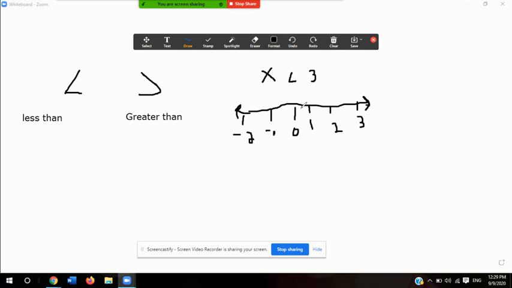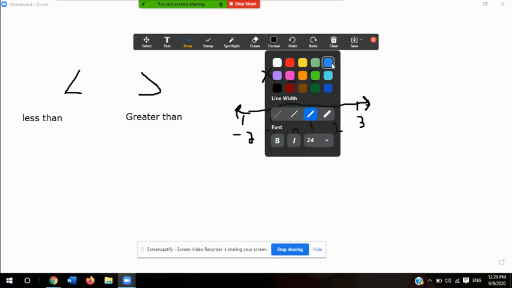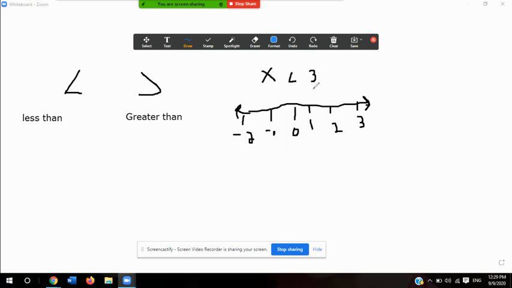So how would I go about graphing this? Let me change the color. Let me pick blue. There you go. Now, this means that x can be any number smaller than 3 without including the 3.